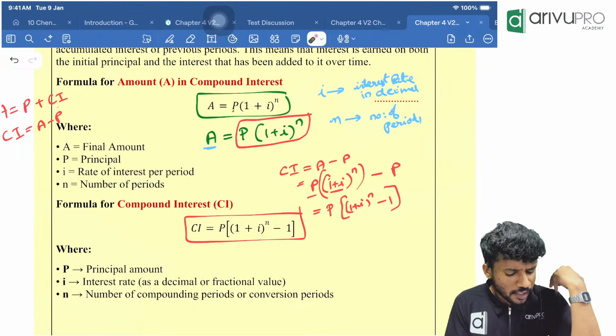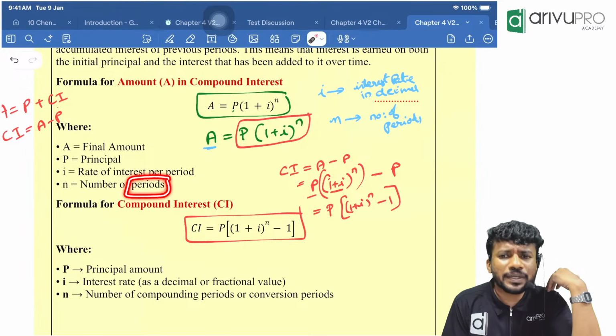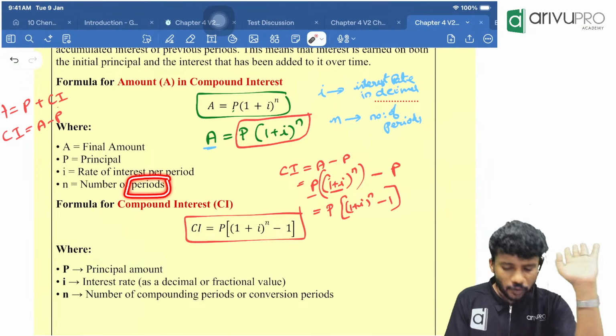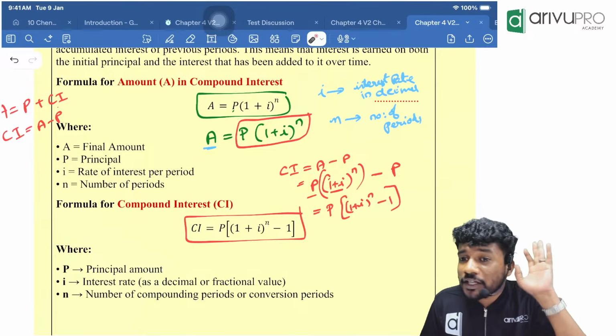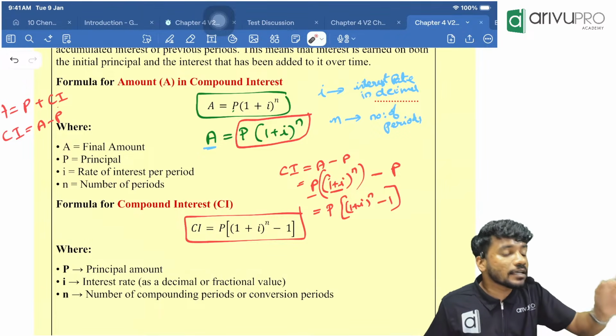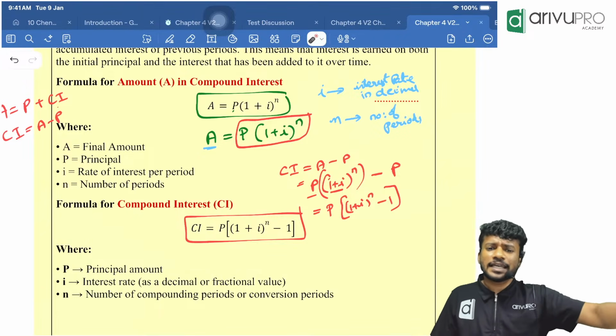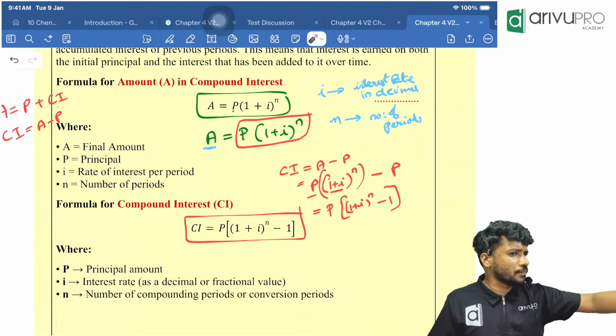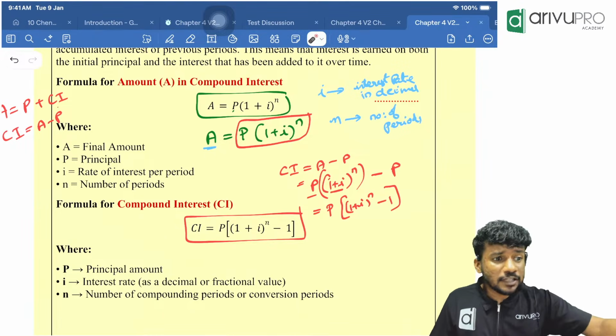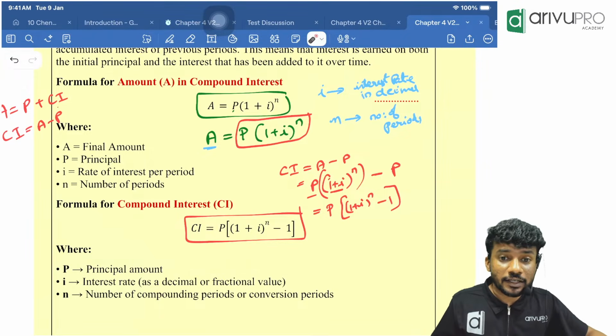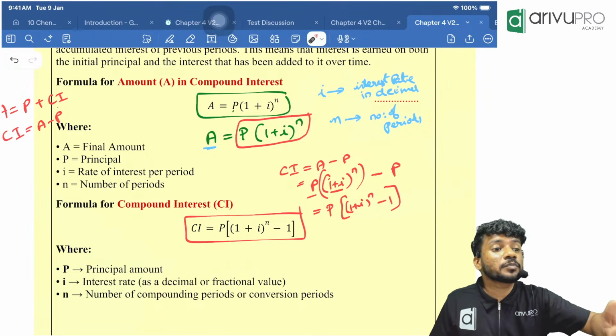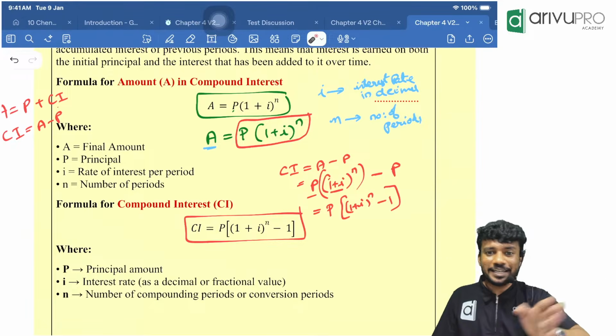Okay. Now, you are thinking, sir, why can't we take this as number of years itself? But you have mentioned a name called number of periods. Why? Because certain times the compounding will happen yearly. Yearly means every year it will get compounded. But certain other times it will be compounded half yearly. Half yearly means every 6 months. So first 6 months, next 6 months.